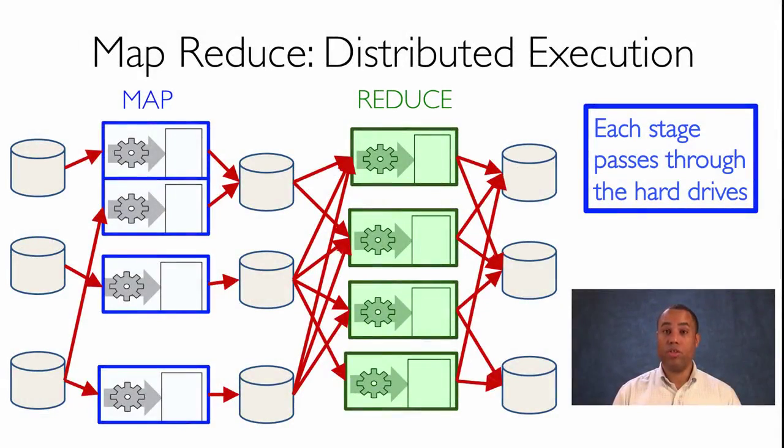With distributed execution in MapReduce, each stage that we perform passes through the hard drives. So the initial step of the map reads data from the hard drive, processes it, and then writes it out to disk before we perform the shuffle operation to send data to the reducers. At the reducers, they read the data in from disk, process it, and write the results out to disk.